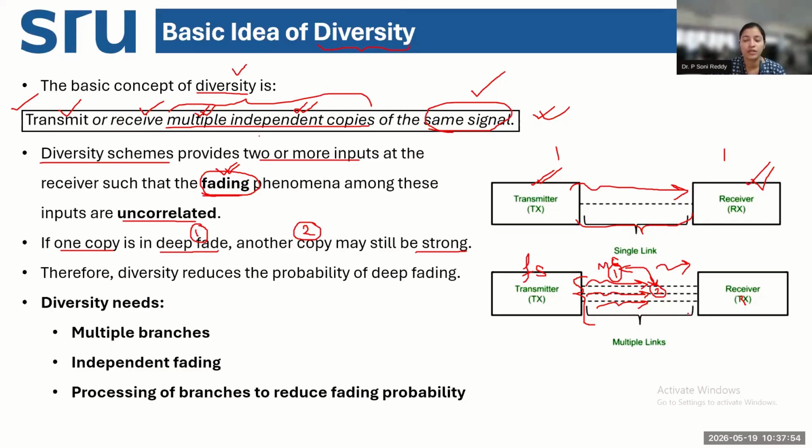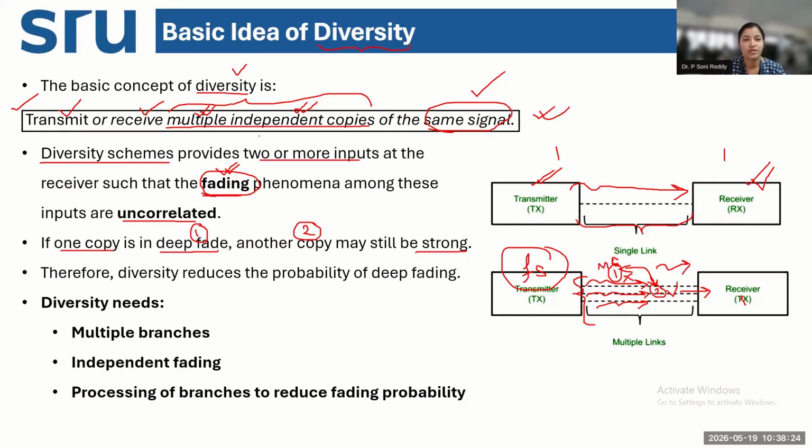So what is the goal here? The goal here is that the signal should not be lost. That means if I'm transmitting one signal and multiple copies are being propagated, even if one copy is lost, suppose multipath component 1 is lost because of these effects, reflection, refraction, diffraction, scattering, still the second copy can be propagated and it will be received at the receiver side. So that means that the communication channel is maintained.